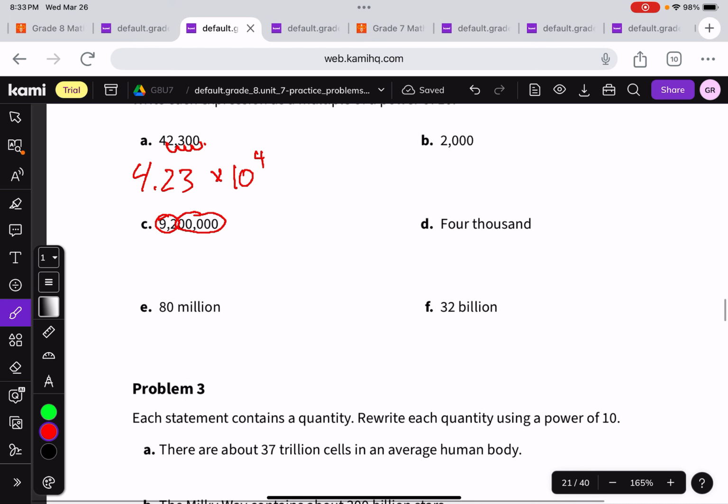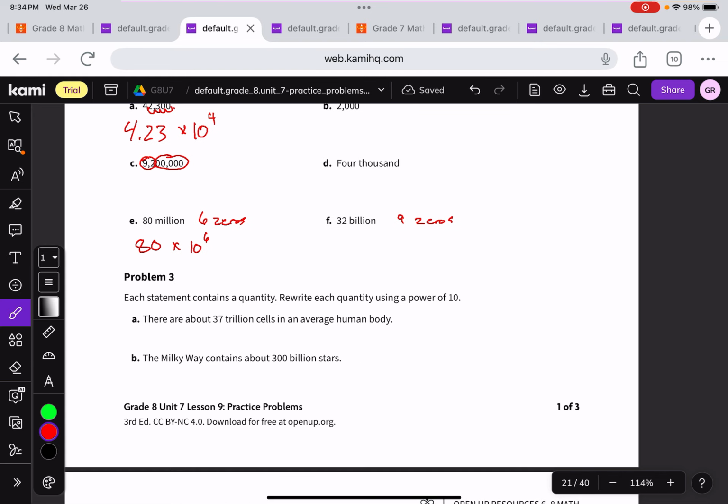Now, the reason why we did that warm-up is because, remember, million has 6 zeros. Billion has 9 zeros. So 80 million would be 80 times 10 to the 6th. 32 billion would be 32 times 10 to the 9th power. Now, those aren't in scientific notation. It's not asking us to, and we'll get to that lesson coming up. But for right now, that will be good enough. These are all writing big numbers in powers of 10.